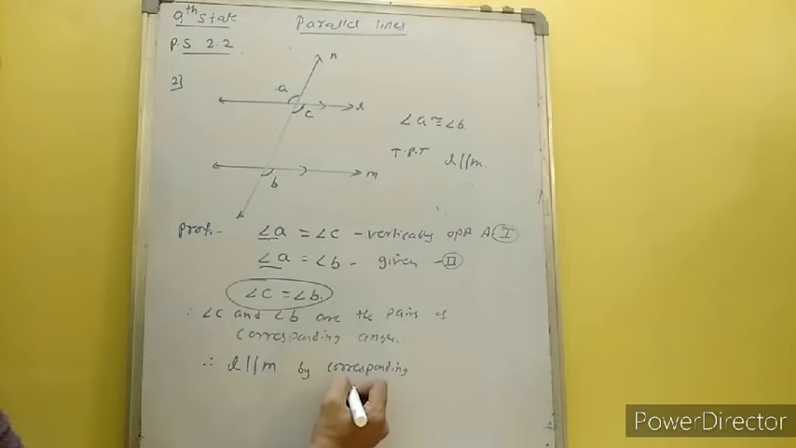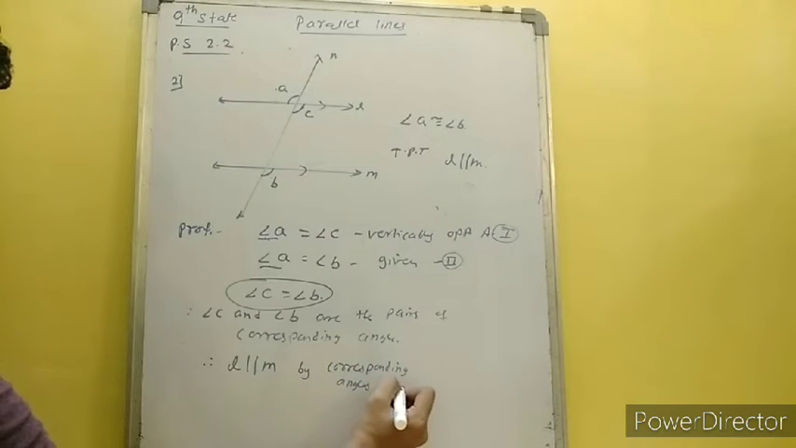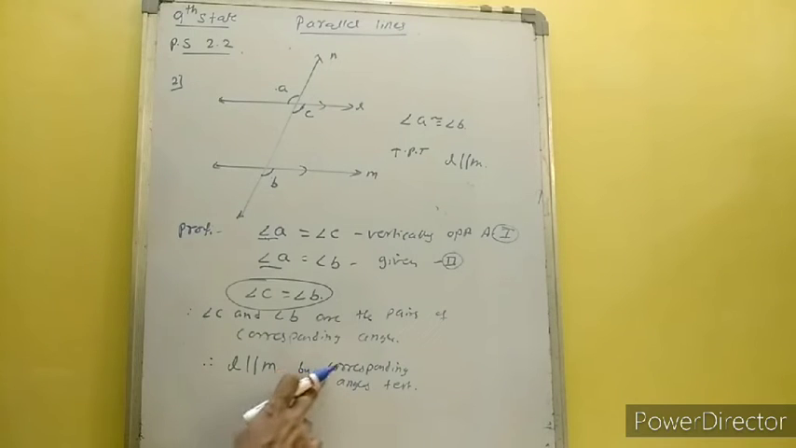Corresponding angles test. Okay, so this is the end of the second question. You should write this. You will get the marks for writing corresponding angle test. Okay, sum is quite easy. You can easily do it.